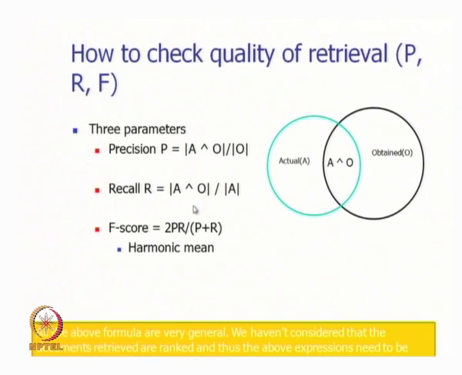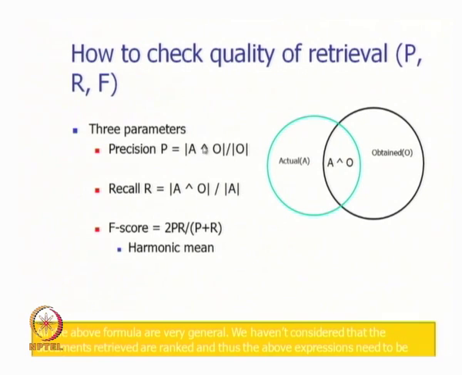Recall, on the other hand, is the capability of the system to actually obtain things which are actually correct. So, this is expressed as the ratio of A intersection O, the size of this area, divided by the size of A, the actual entities. So, this is giving me a proportion of the entities from the actual set that are retrieved. Okay. So, do carefully note the definition of precision and recall.